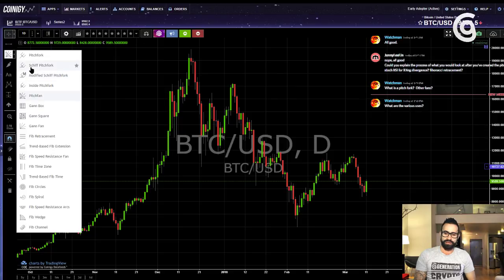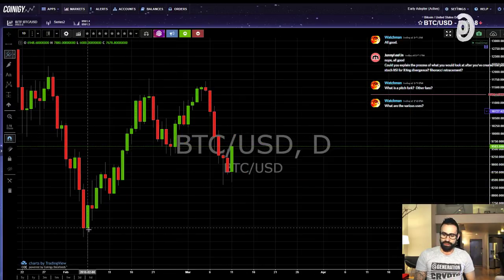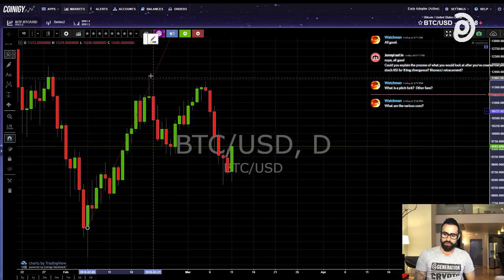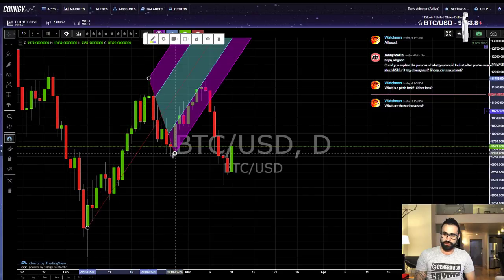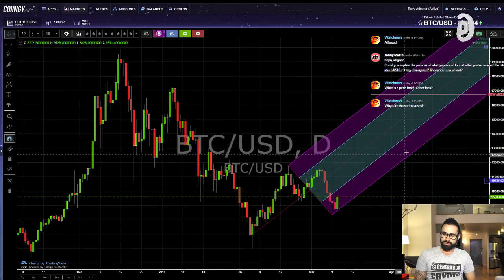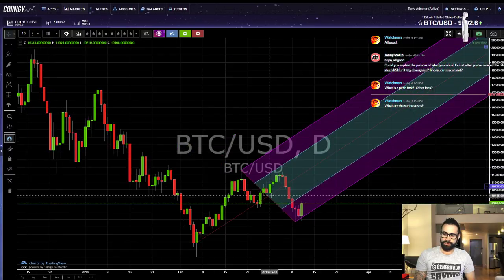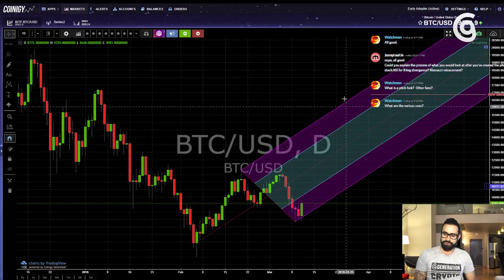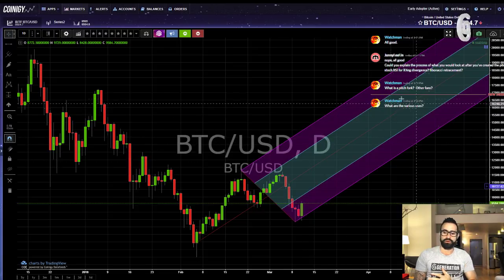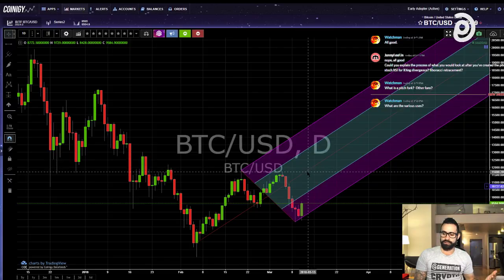So I'll go ahead and throw a pitchfork on. I don't like pitchforks. So pitchfork's going to be swing low, swing high, swing low. Look at that. How many levels are we getting in a pitchfork? Does price action really conform to a parallel channel? I don't think so. And that's why I don't like them.